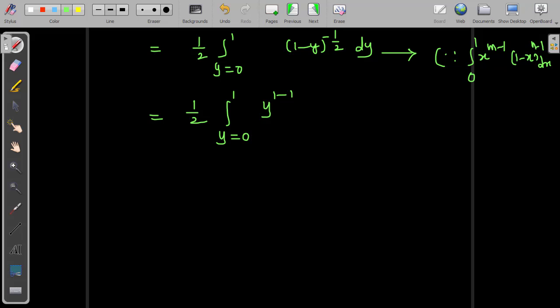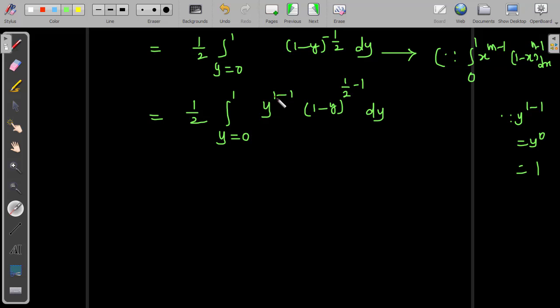y to the power of 1 minus 1 will give you y power 0, and y power 0 is 1, provided y is not equal to 0. That is the condition, and the result is 1. Which means I am writing y to the power of 1 minus 1 times 1 minus y to the power, this minus half I will write as 1 by 2 minus 1, because half minus 1 is minus half, dy.